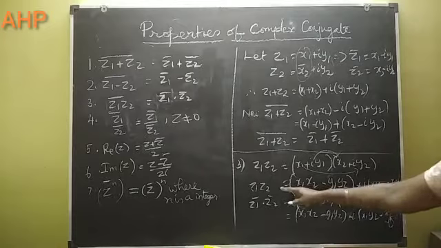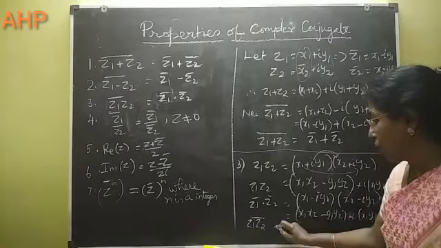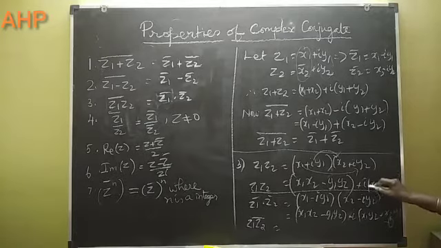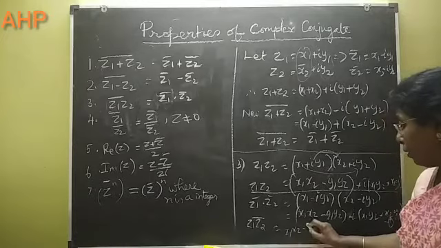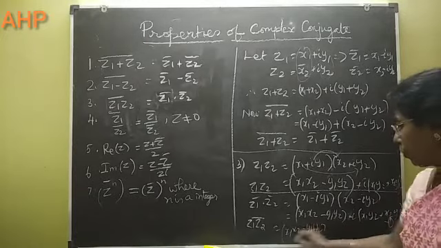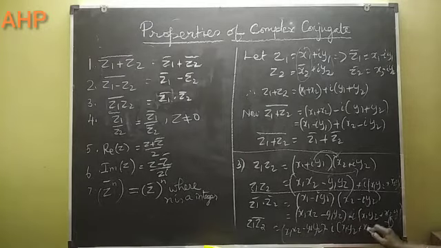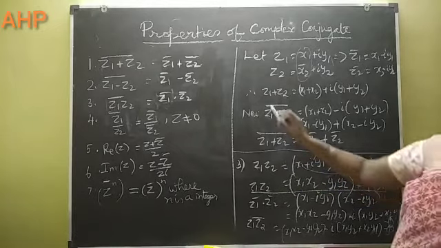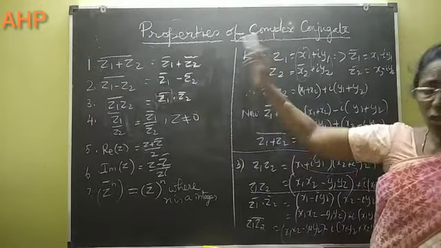Now we have z1 z2 is this. Therefore z1 z2 the whole bar is equal to, finding the conjugate of this answer, we need to change this i into minus i. Therefore we get x1 x2 minus y1 y2 minus i into x1 y2 plus x2 y1. This is 2. So from 1 and 2 we get z1 z2 the whole bar is equal to z1 bar dot z2 bar.